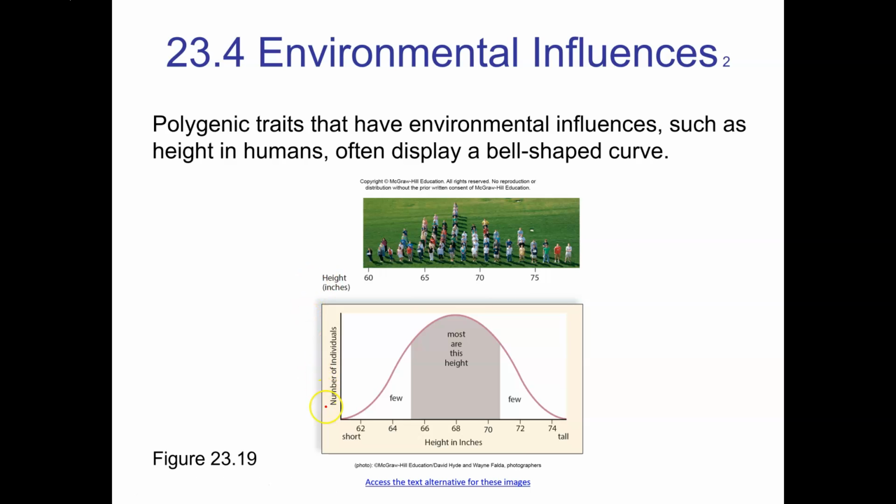So this is showing height. Height is another polygenic trait, and nutrition is going to influence the polygenic trait. So again, it's this bell-shaped curve. Most people are at that medium or medial height. Some people are short and some people are very tall, but most are an average height, right? About 5'8" is about the average height right now, is what this chart is showing, okay?